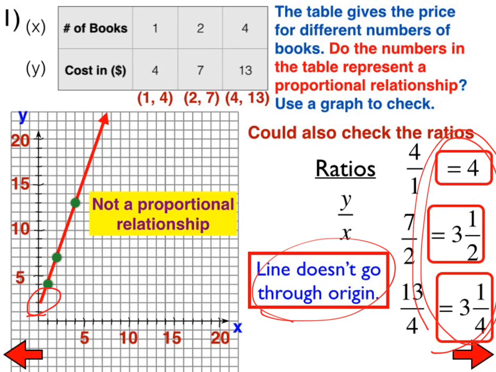Okay? All right, I want everybody to do exactly the same thing, all parts that I just did, for number 2. I want you to plot your ordered pairs. I want you to use your ruler to neatly draw a line through them all the way through the coordinate plane. Then answer yes or no as to whether it is a proportional relationship or not, and then verify it with your ratios.